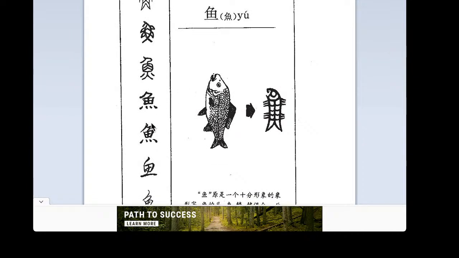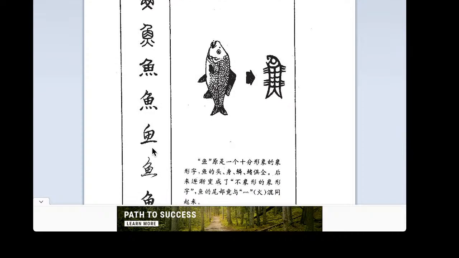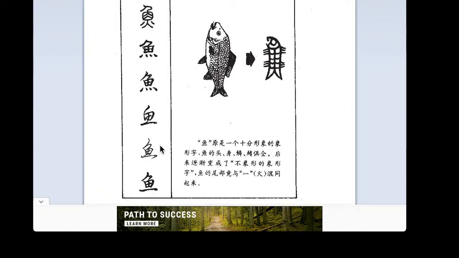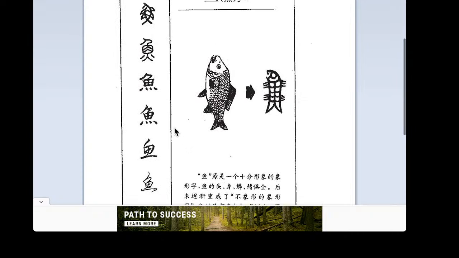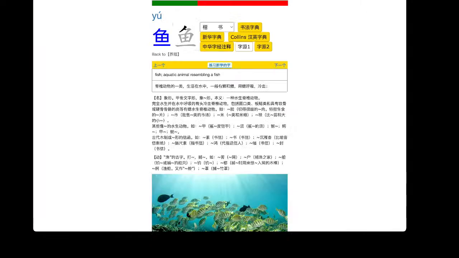Over time, it's got more and more abstract. And then the simplified version turns these 4 dots at the bottom, which represent the tail, into just a line, because when you write it really fast, like in 草书, that's how it becomes. So it no longer really resembles a fish, but that's the lineage of this character.